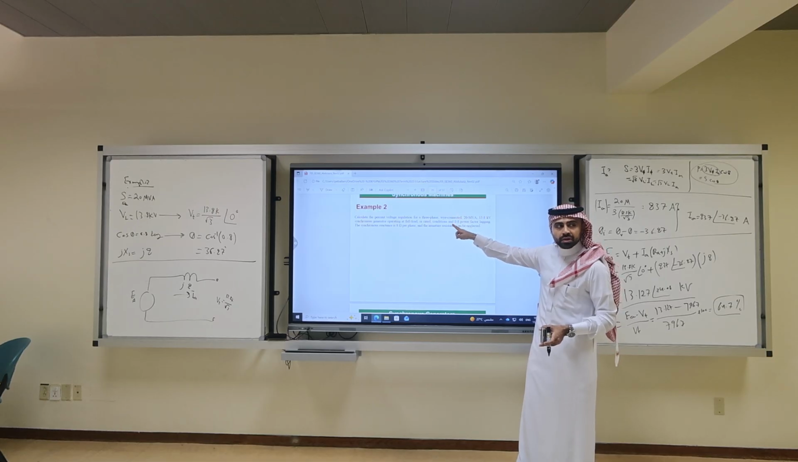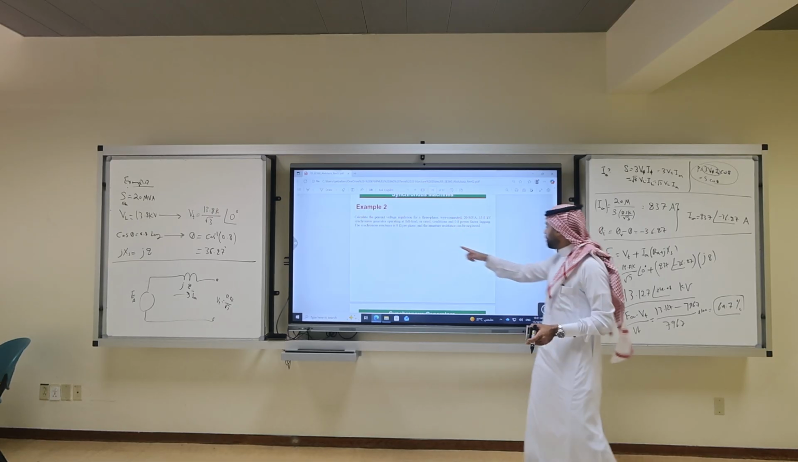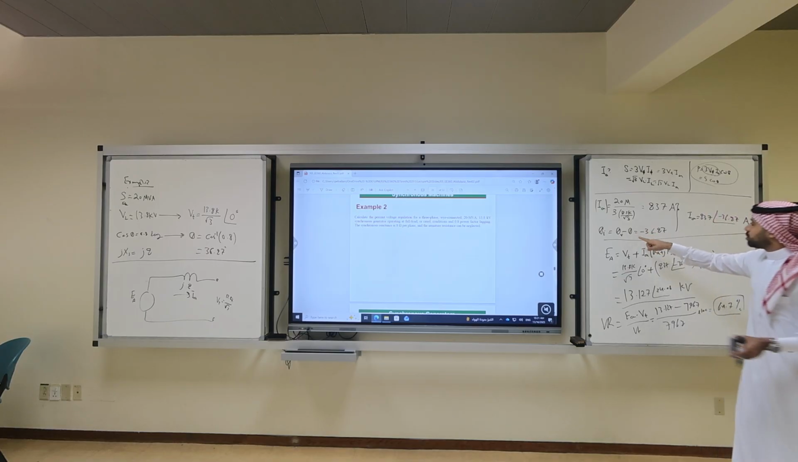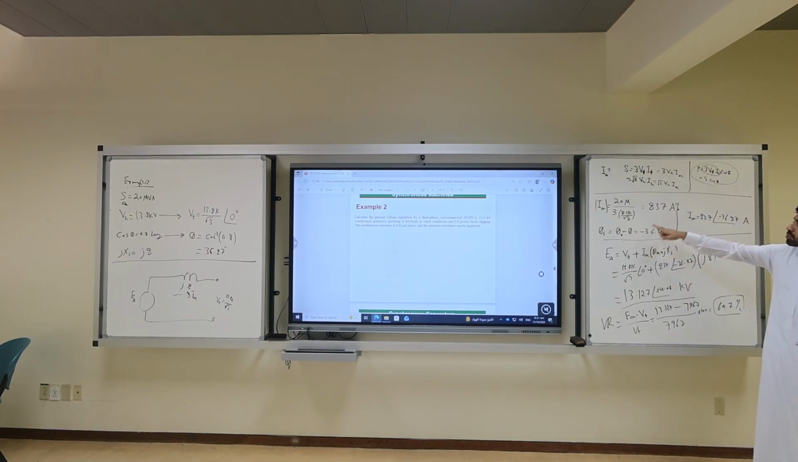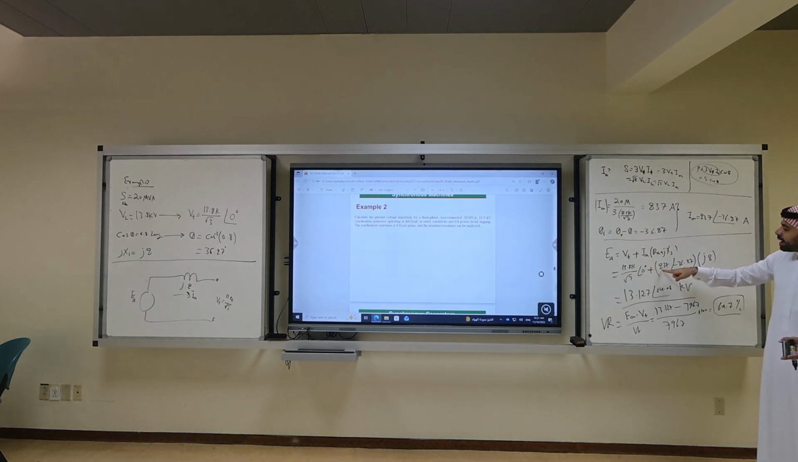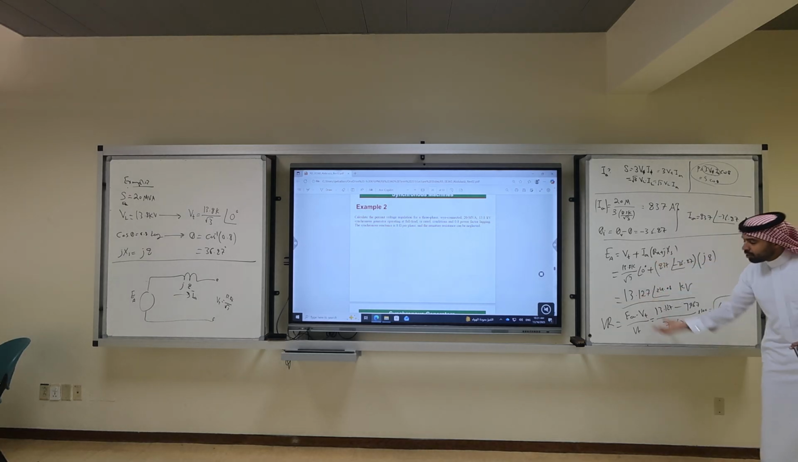If we change to unity power factor, what will be the theta? Theta will be 0, right? Unity power factor. Cosine 0 is 1. Then IA will be 837 angle 0. So maybe this will change the number. Maybe EA will be a smaller number, closer to 7,967.